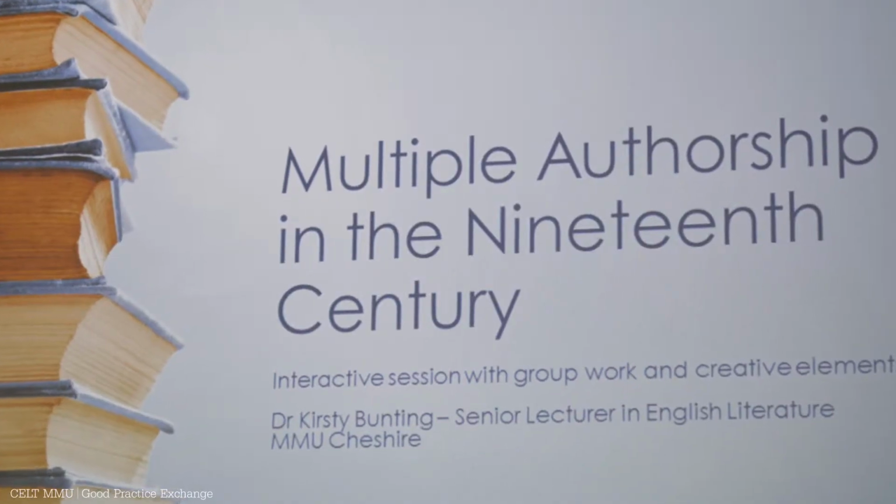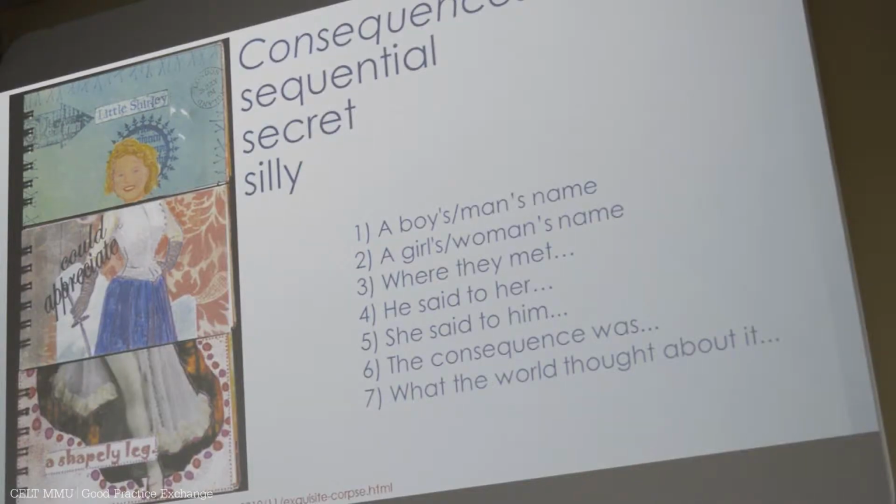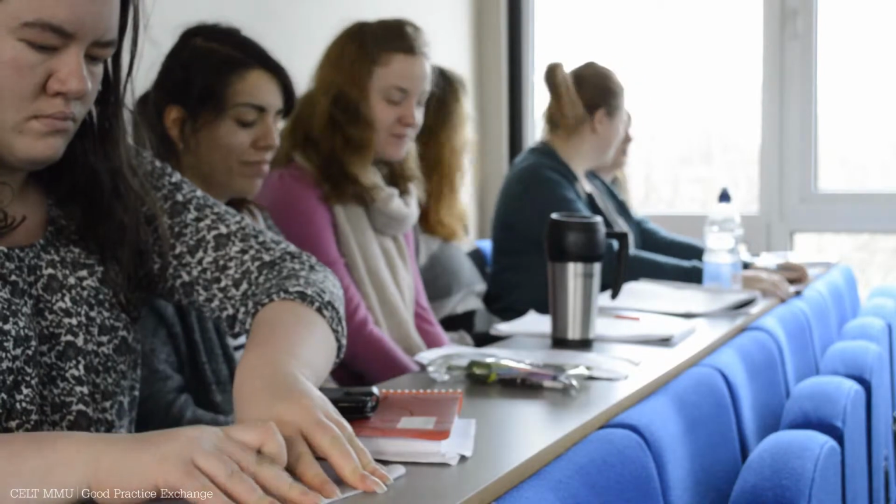Okay, I'm Kirsty Bunting. I'm a senior lecturer here at MMU Cheshire, and I teach on a range of English units, including the third year unit, the novel, which we're going to talk about today. And today I ran a session on collaboration in the 19th century, and we started the session with an ice-breaking activity, just to get people writing and thinking about co-authorship. There was a small lecture element, and finally some group working activities.